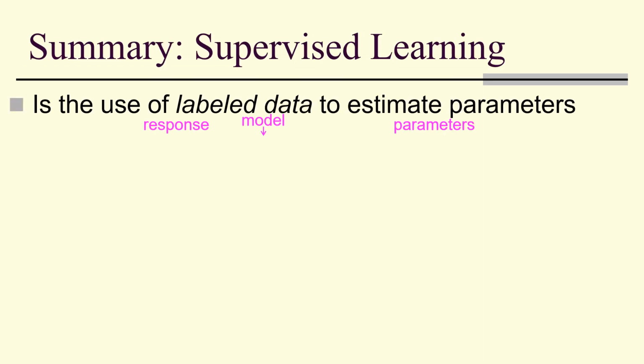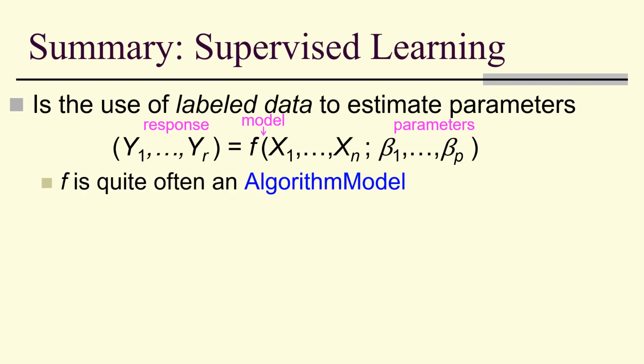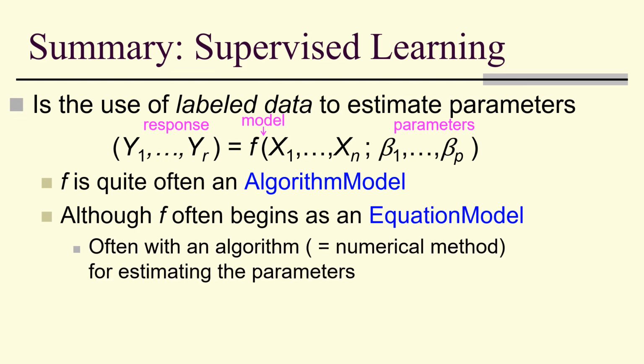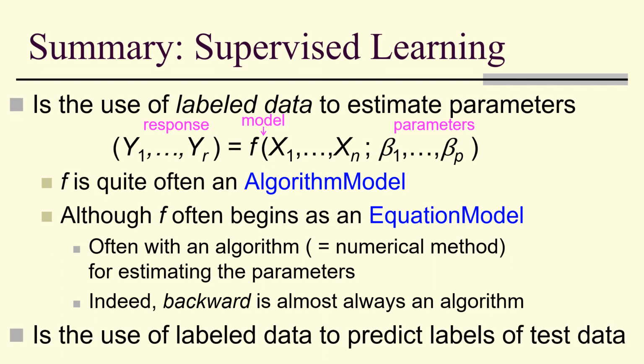So supervised learning, the use of labeled data to estimate parameters. F is quite often an algorithm model, although F often begins as an equation model, such as logistic regression. Often there'll be an algorithm for estimating the parameters, even when we have an actual equation model. And the backward direction for estimating parameters is almost always an algorithm. And supervised learning is the use of labeled data to predict labels of test data.